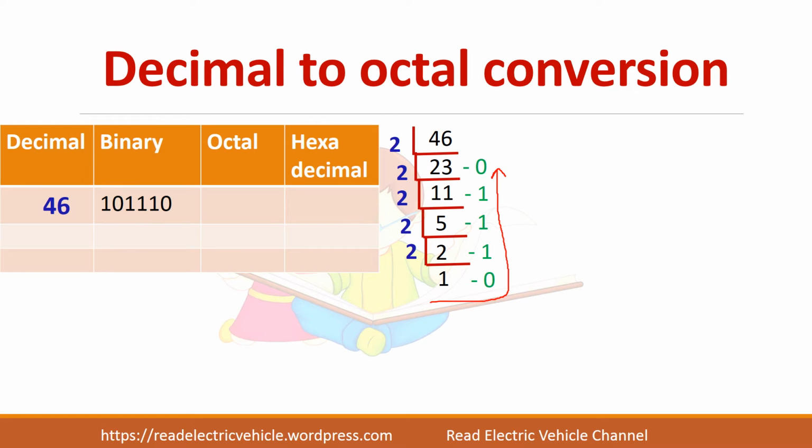Now let us find the equivalent octal number for 46 decimal number. So divide by 8. So 8 5s are 40 and the remainder will be 6. So we cannot divide 5 again. So let us stop with this. Now the resultant octal value is 56 for a given decimal number of 46.